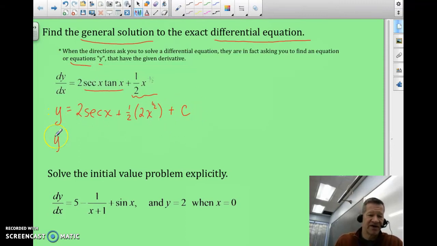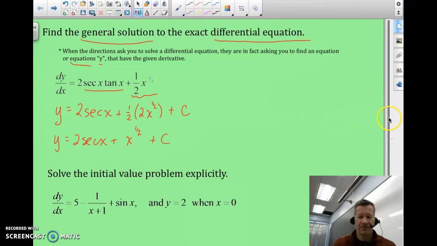So simplifying this, I get y equals 2 secant x. Since half of 2 is 1, this would just be x to the 1/2, or the square root of x, plus c. Double check, find the derivative of this, make sure you get that. 2 secant x would have a derivative of 2 secant tangent, and 1/2 times 1 would be 1/2, x to the negative 1/2, and there you go.